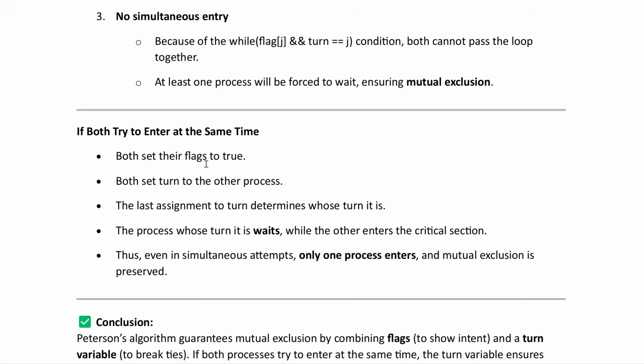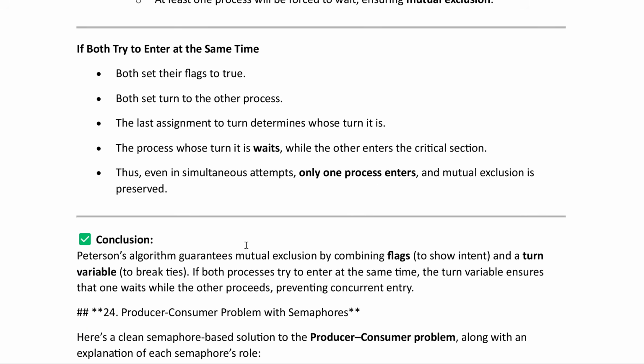If both try to enter at the same time, both will set their flag to true, and both set turn to the other process. The last assignment to turn determines whose turn it is. The process whose turn it is waits while the other enters the critical section. Thus, even in simultaneous attempts, only one process can enter its critical section and mutual exclusion is preserved.